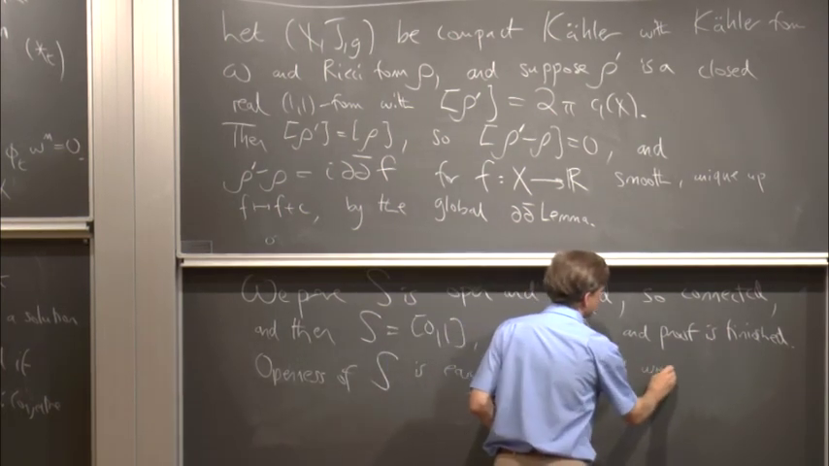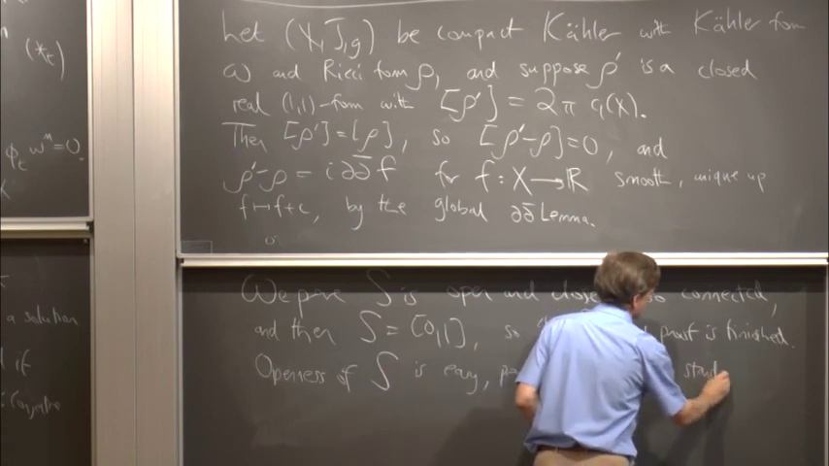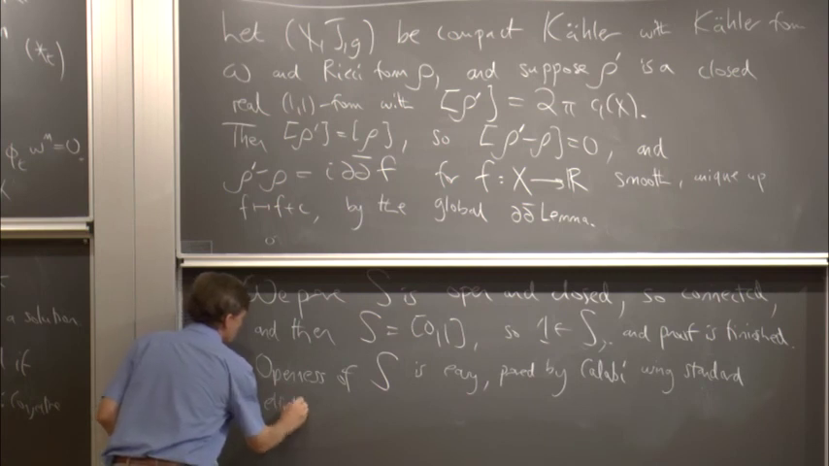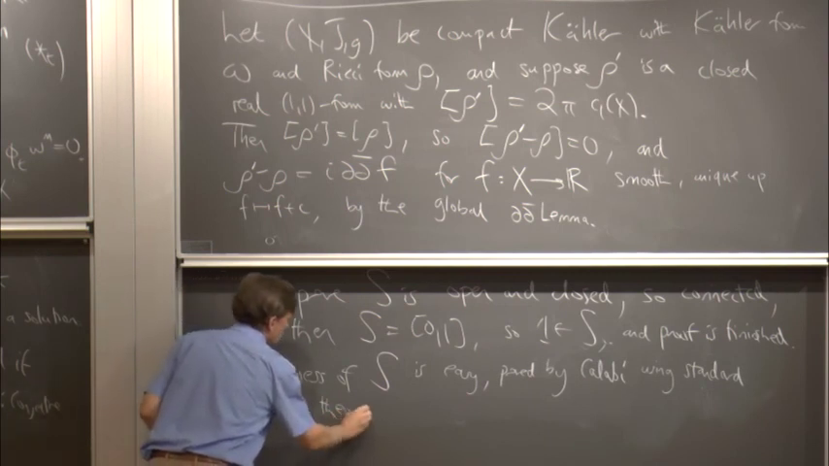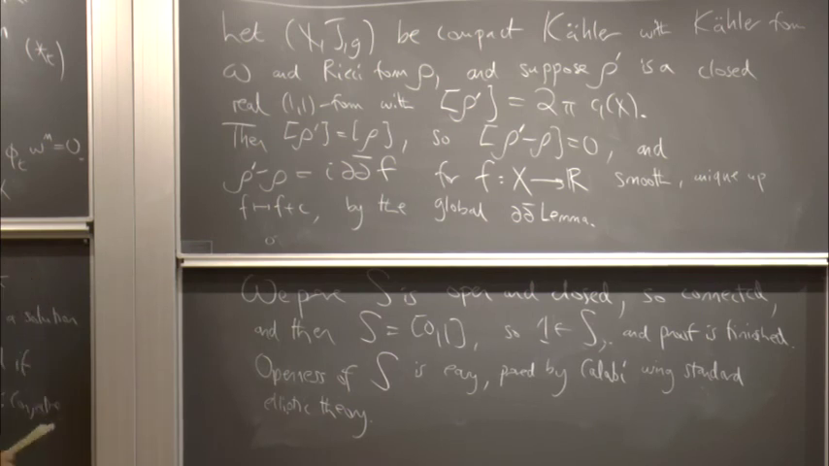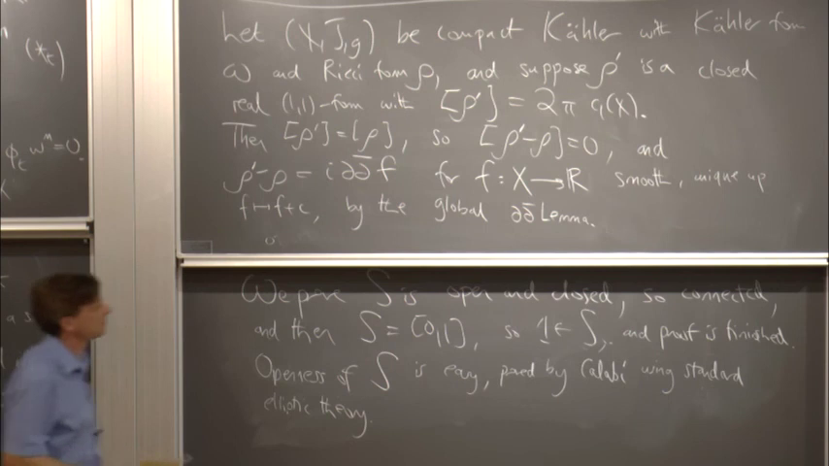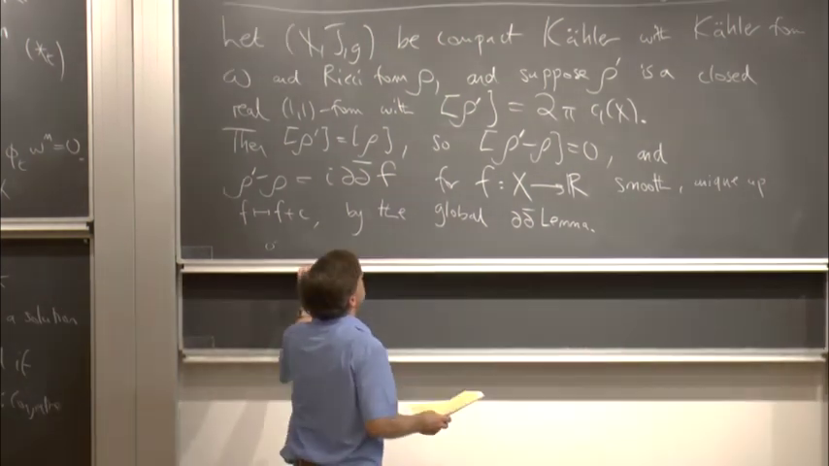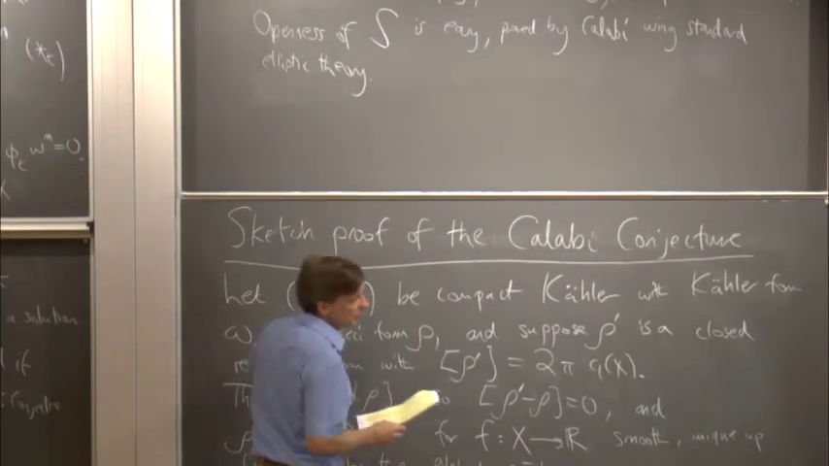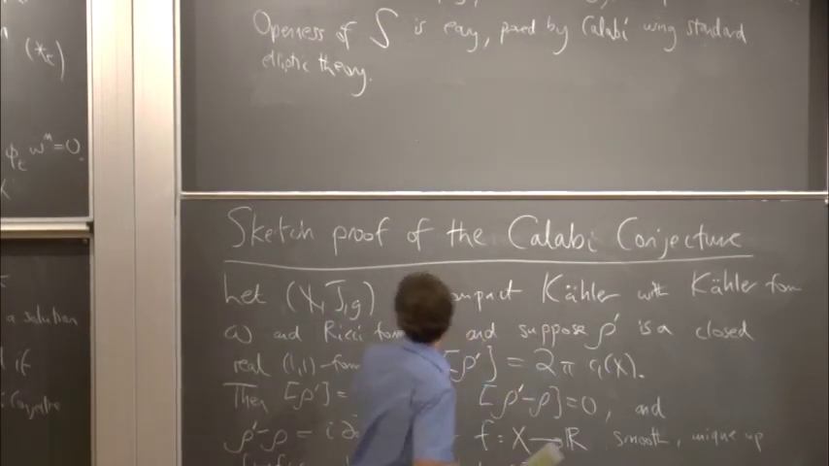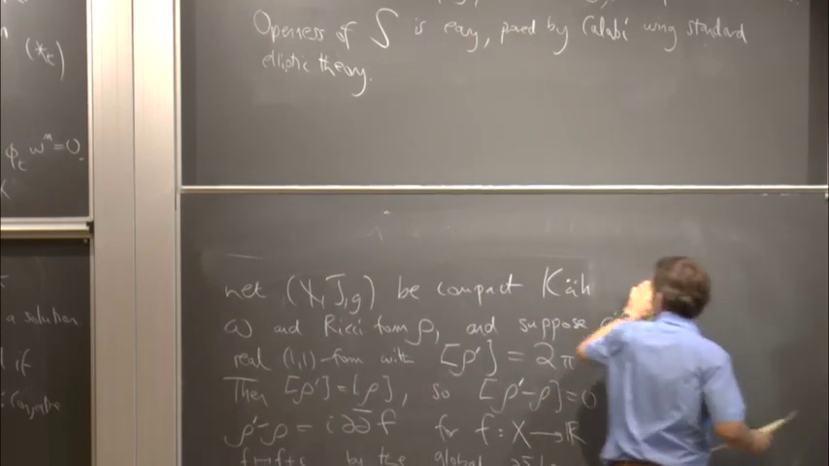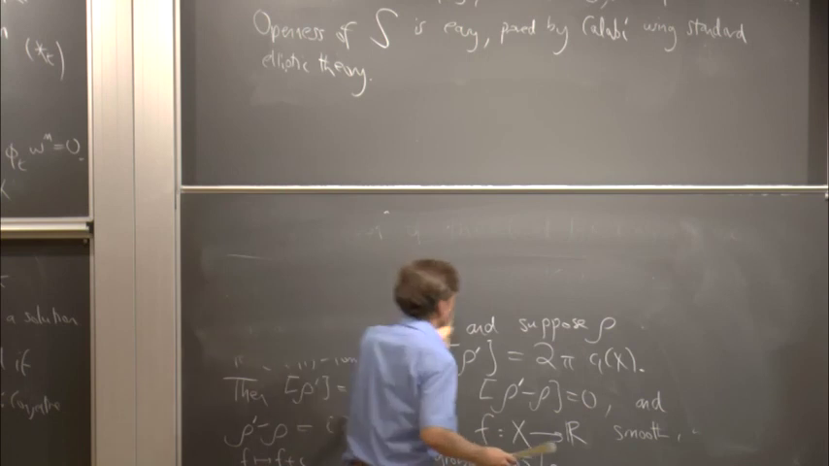Using basically standard elliptic theory. And Calabi also proved the uniqueness of any solution phi_t to this thing, provided it exists. And so then the closedness is more of a problem. So for closedness, you want to prove that S is closed under limits.